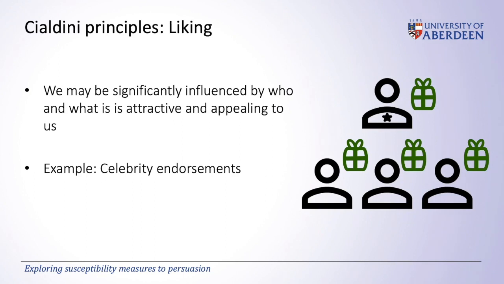Liking refers to how we can be influenced by what we consider to be attractive and appealing to us. If we know in advance what is attractive and appealing to an individual, then we can leverage this to influence behavior by associating what is known to be liked with a particular course of action. Another consumer example here is celebrity endorsements.